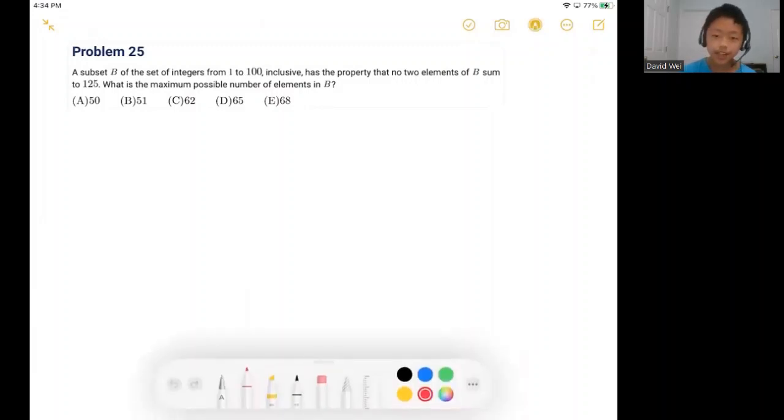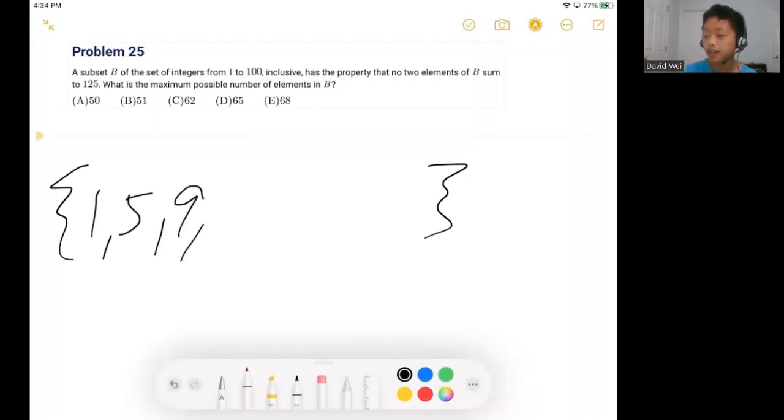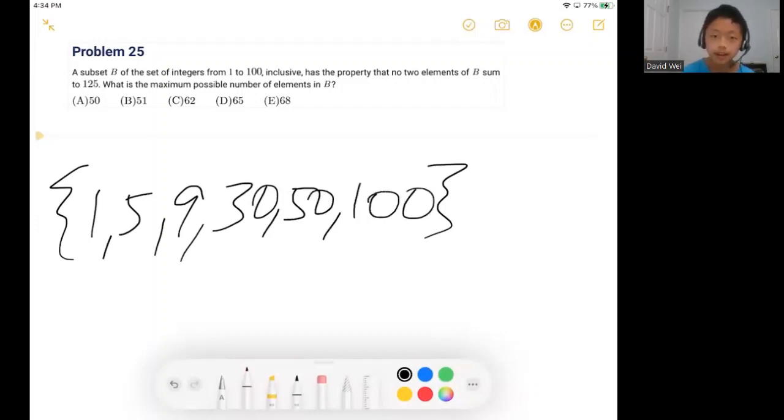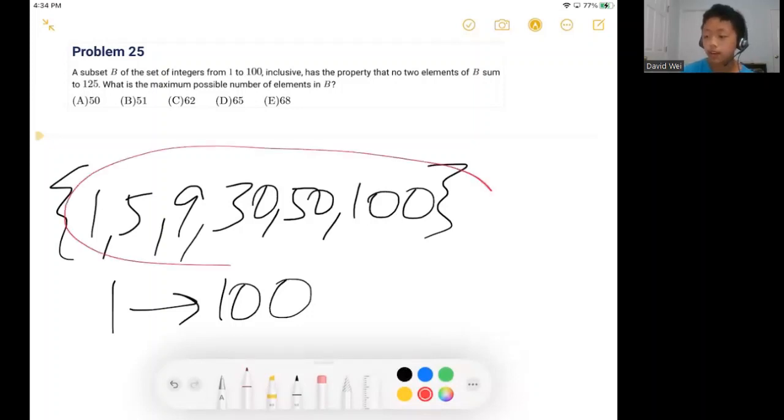So this seems like a pretty abstract problem. It's more like a counting problem where you want to optimize. If you have some set of numbers, like maybe 1, 5, 9, 30, 50, 100, you want a subset of the numbers from 1 to 100, and you want to make sure that no two of the numbers you include in this set have a sum of 125.